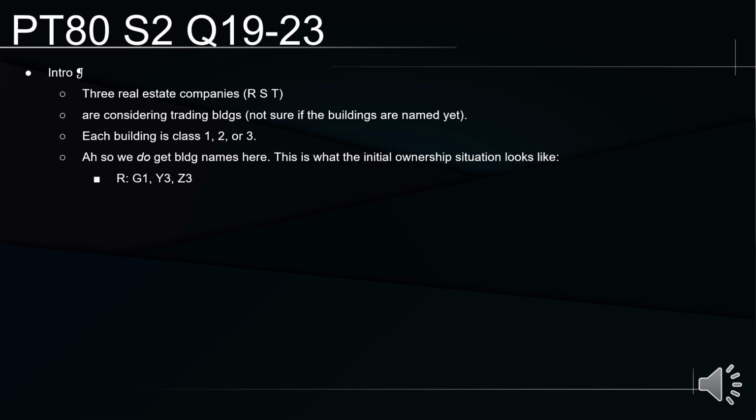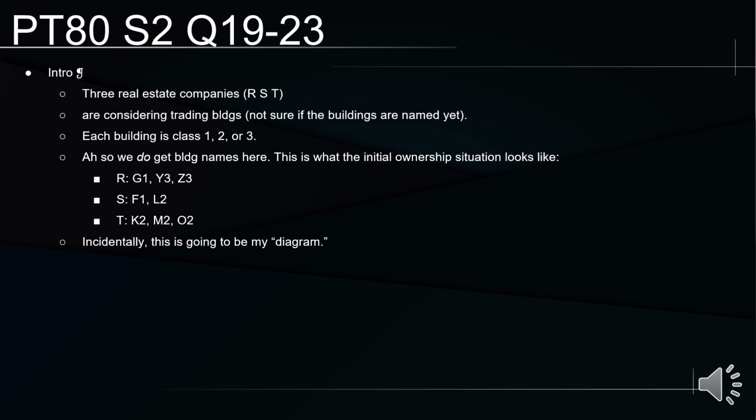Company R has Building G, which is Class 1, Building Y, which is Class 3, and Building Z, which is also Class 3. Company S has Building F, which is Class 1, and Building L, which is Class 2. And finally, we have Company T, which has 3 buildings, Building K, Class 2, Building M, also Class 2, and Building O, which is also Class 2. So T is kind of unique amongst the 3 companies. It looks like it only has Class 2 buildings to start with.